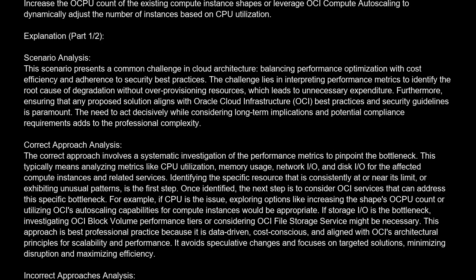Correct answer is B. Increase the OCPU count of the existing compute instance shapes or leverage OCI compute auto-scaling to dynamically adjust the number of instances based on CPU utilization. Explanation. Scenario analysis. This scenario presents a common challenge in cloud architecture, balancing performance optimization with cost efficiency and adherence to security best practices. The challenge lies in interpreting performance metrics to identify the root cause of degradation without over-provisioning resources, which leads to unnecessary expenditure.